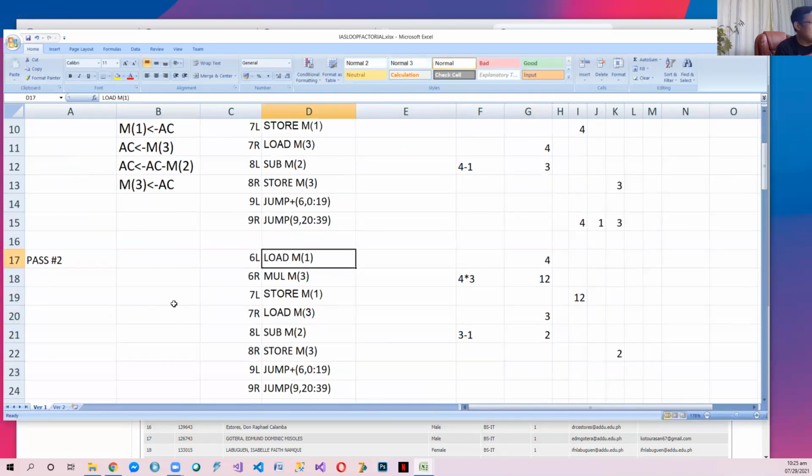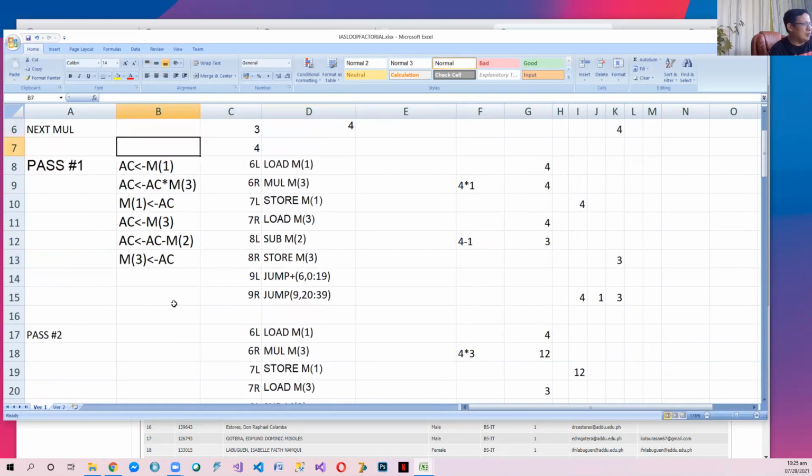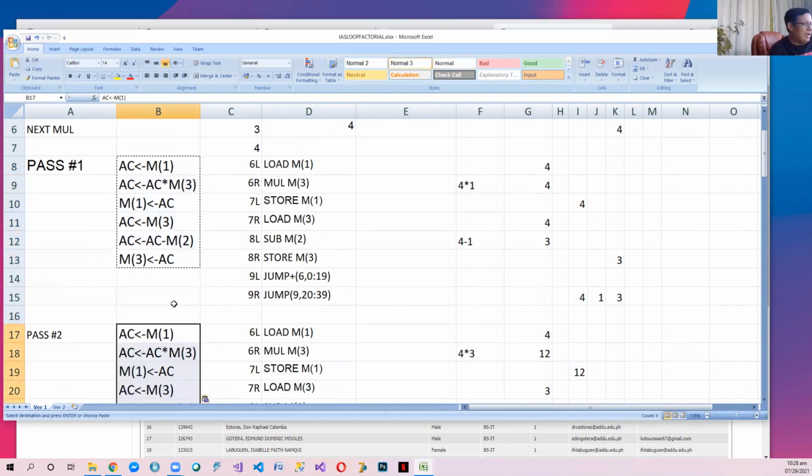So pass number 2. We'll go back to 6L. So we load M1. Load M1 means, kopyahin natin ito lahat, no? It's still the same. Balik lang naman eh. You follow? AC receives M1, so AC becomes 4 because M of 1 is 4. And then the last value of AC, by the way, is 3, so we don't have to do that. Okay. Mul M3. M3 is now 3.